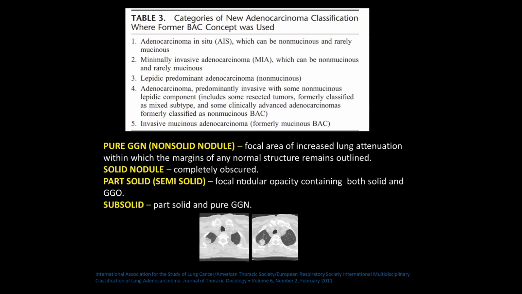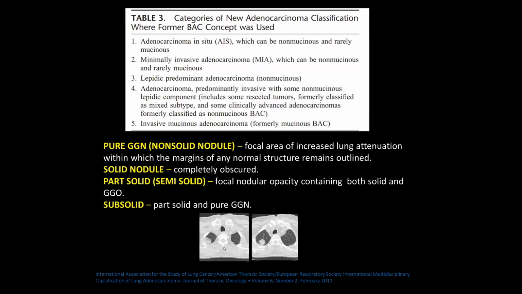I hope you're all familiar. Pure ground glass nodule is a focal area of increased lung attenuation. Nodule is anything less than 3 centimeters, in which the margins of the structures remain outlined. Same thing like consolidation, ground glass, we say, no, same thing. The margins of the structure remain outlined. Solid nodules, the margins of any normal structure will be completely obscured, but it's a nodule. Then part solid has both solid and the ground glass component. Subsolid nodule includes both pure ground glass nodule or a part solid nodule. Wherever there's ground glass, that comes under subsolid nodule.